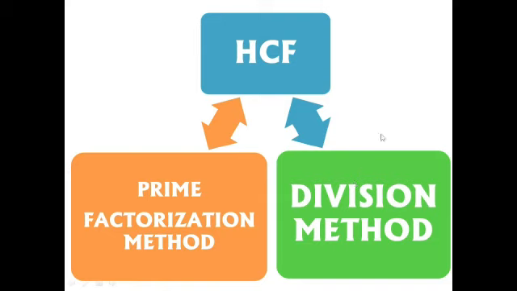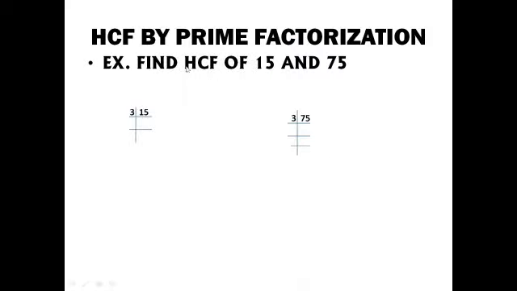Let us take the prime factorization method first. Already we have learned how to do prime factorization of numbers. Now we will use it to find HCF. In this method, we do the prime factorization of the given numbers using the division method, and then we pick out common factors, and the product of those common factors is our HCF. Let us take this example to understand this.